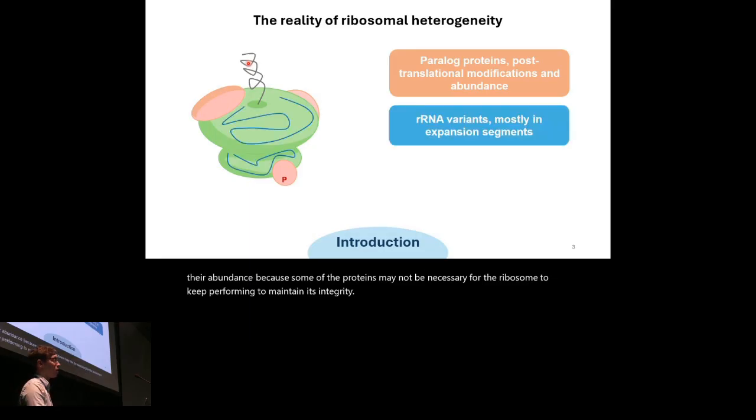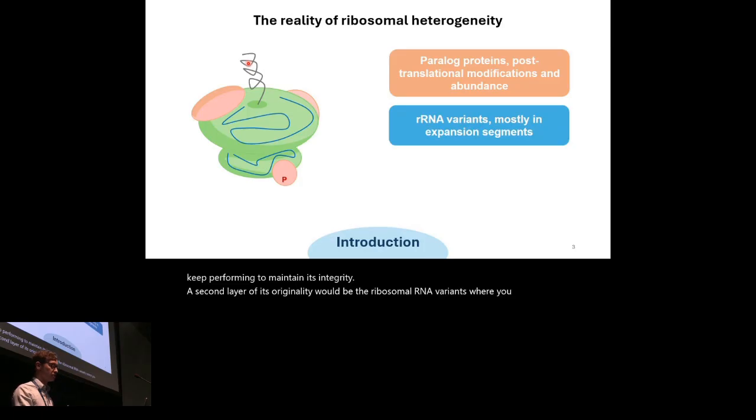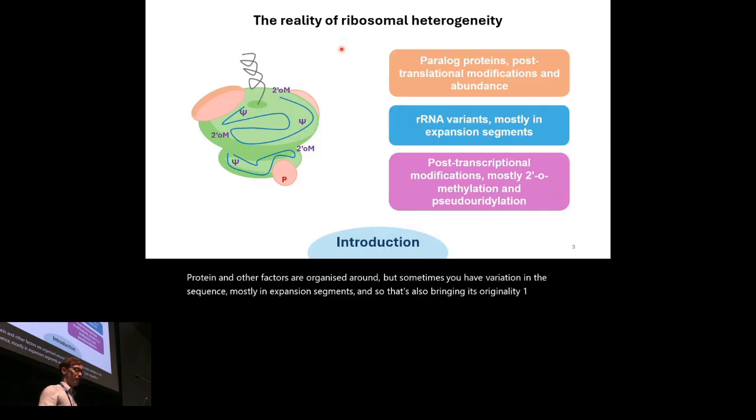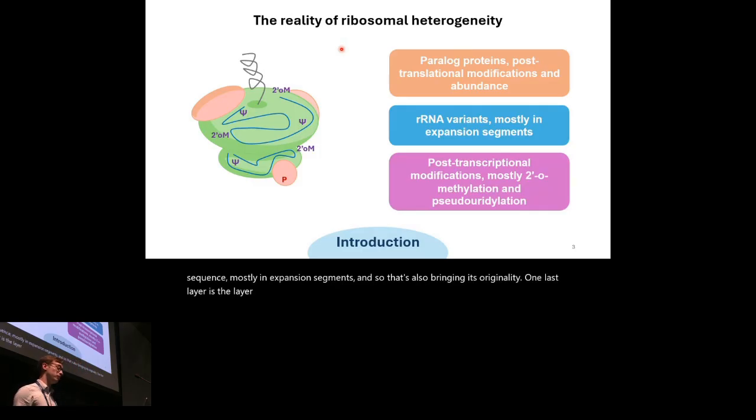A second layer of heterogeneity would be the ribosomal RNA variants, so this is really the skeleton where the different proteins and other factors are organized around. But sometimes you have variation in the sequence, mostly in expansion segments, and so that's also bringing heterogeneity. One last layer is the layer of post-transcriptional modification happening on the ribosomal RNA. In human, it's mostly 2'-O-methylation and pseudouridylation, and here I am really interested in the latter.